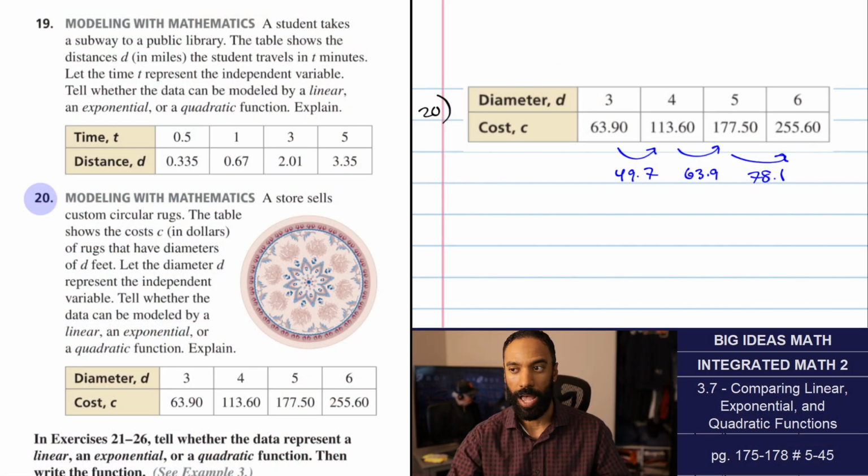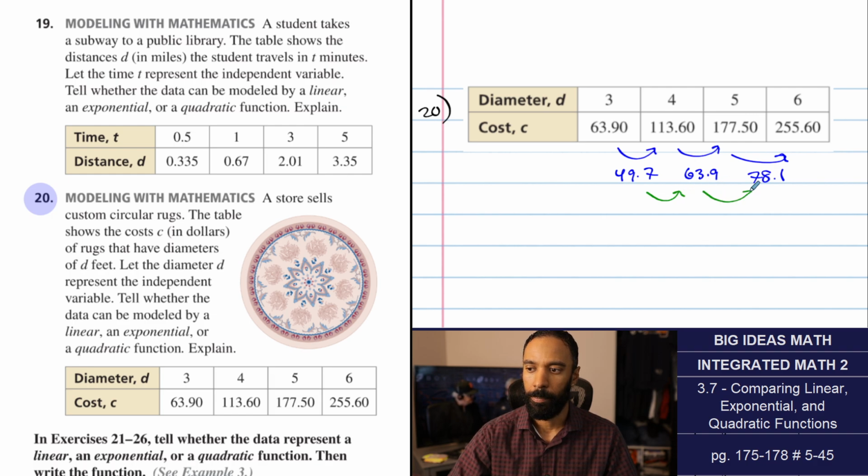Now I'm going to go for the differences. So let me do this with you guys here. 113.6 minus 63.9. Let's get that difference. I'll go ahead and write it down. So that difference is 49.7. And then 177.5 minus 113.6. That difference is 63.9. And then the next set, and this is a constant interval between. I didn't check that, but it is. 255.6 minus 177.5 is 78.1. My guess is this will be quadratic, and if so, that means the differences will have a constant difference, right?